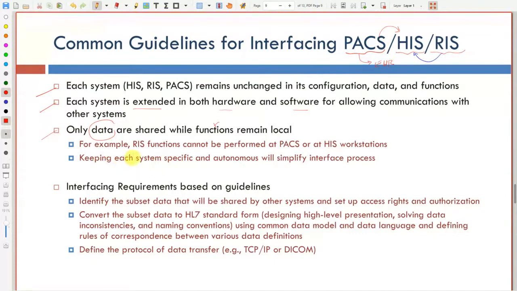And when you do that, you're keeping each system specific and autonomous. Okay, and this will simplify the interface process. Just imagine that the HIS is interfaced with the database that has the EHR, okay, and you have the PACS somewhere else.